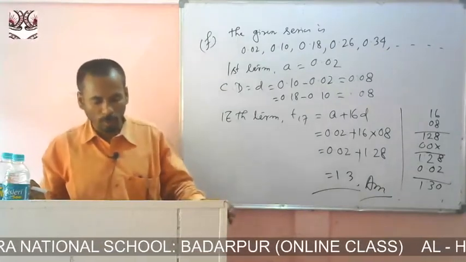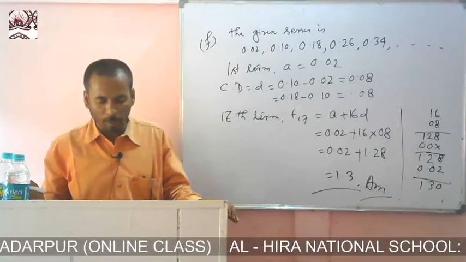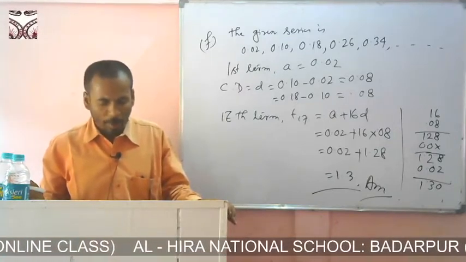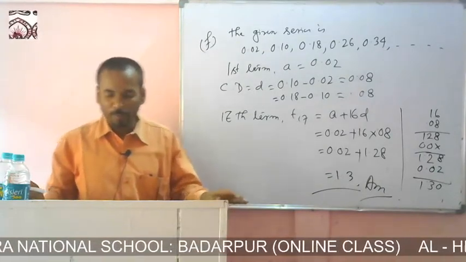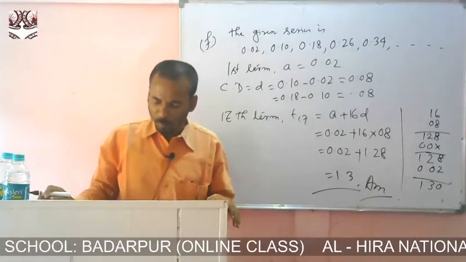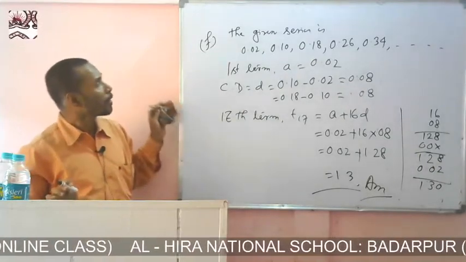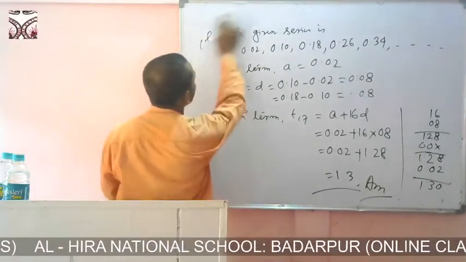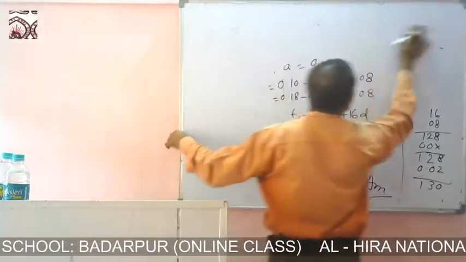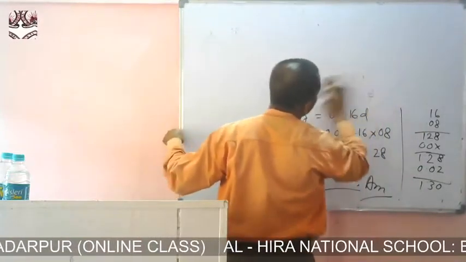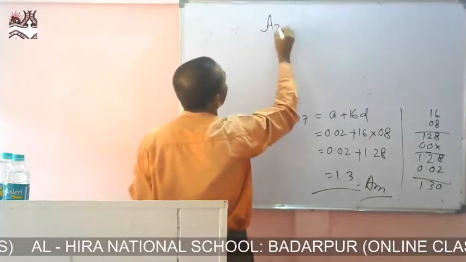Now we will move on to question number 3. Question number 3 is: a pair of numbers are given below. Find the arithmetic means as mentioned in the brackets with the pairs. So it depends on arithmetic mean, which I discussed in the previous classes.